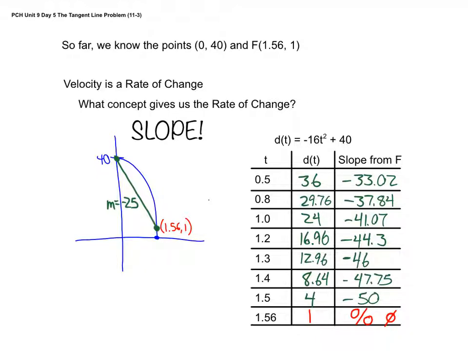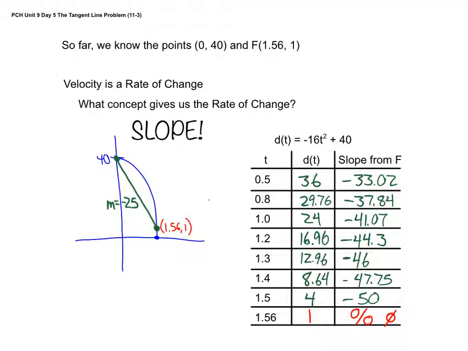Which one do you think is going to be the closest to how fast it's actually going at a foot off the ground? The one at 1.5? Yeah, okay. That's right. Because the 1.5 is the closest point.